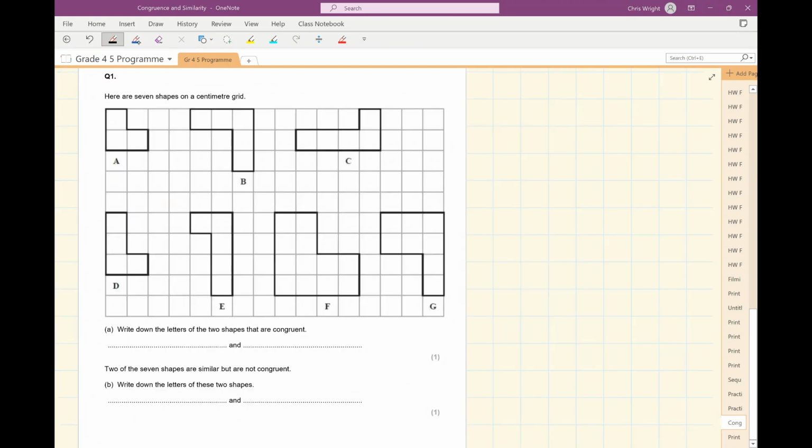Question 1. Write down the letters of two of the shapes that are congruent. Now, congruent means that they're exactly the same. So that's going to be shape E and shape C. And now it says 2 of the 7 shapes are similar but not congruent. Write down the letters of those 2 shapes. So I'm looking for 2 shapes, and one of them has to be an enlargement of the other. And the answer is going to be A and F, because F is an enlargement of A. It happens to be by a scale factor of 2.